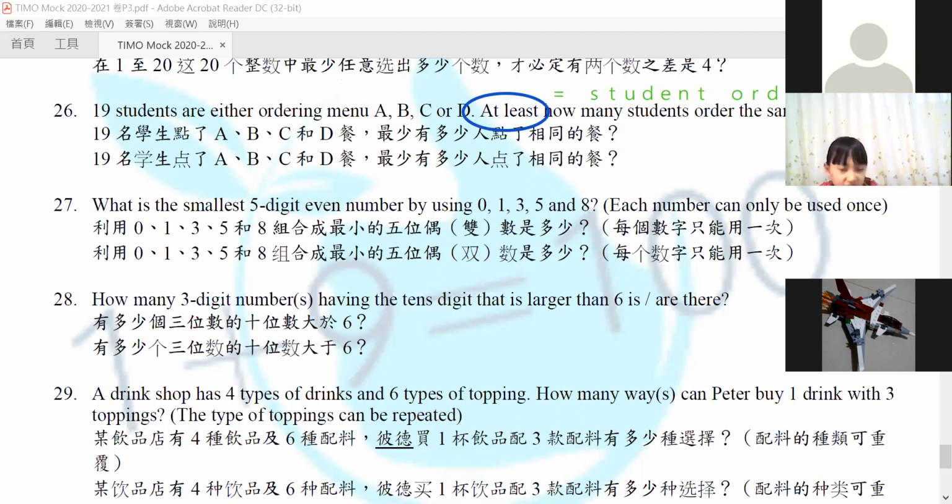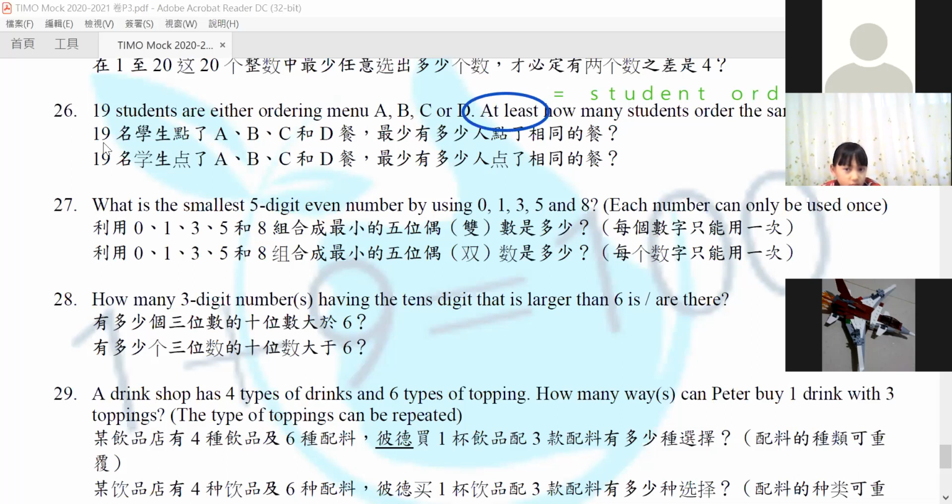So that A, B, and C are roughly the same. There is not a single menu that many, many students pick. So not all students pick menu A, or not all students pick menu C. They must be even. So how many students pick the same number? Is the answer 25? No.